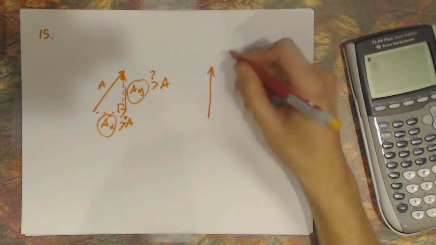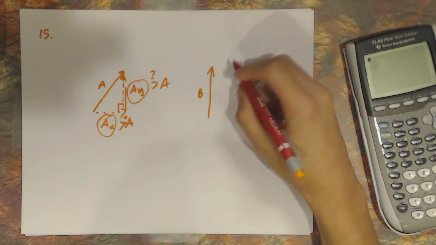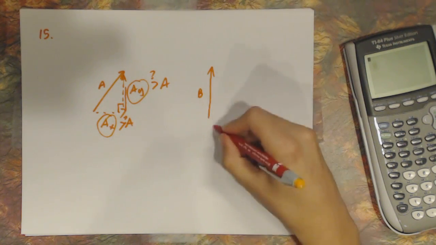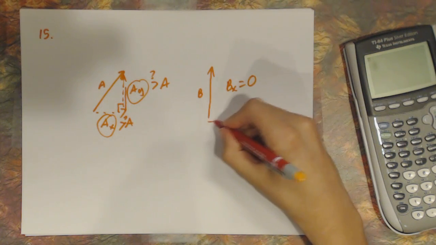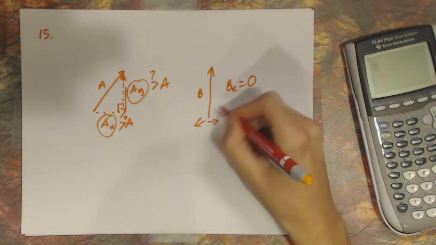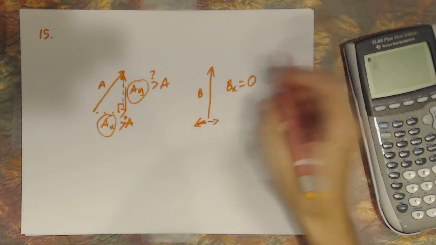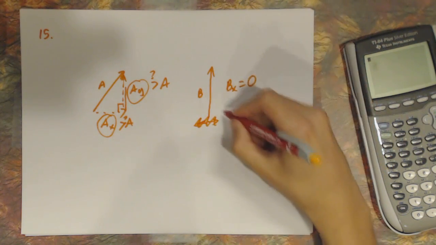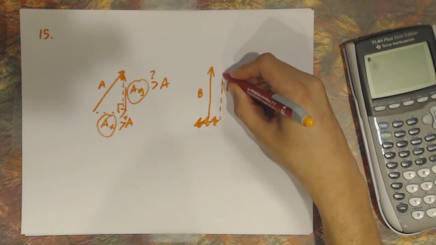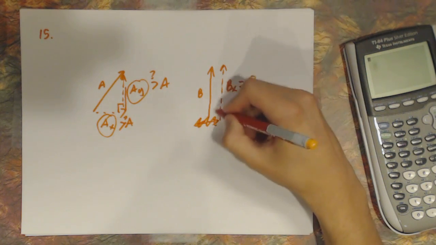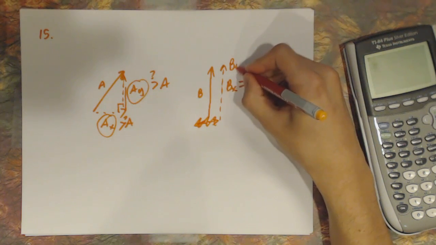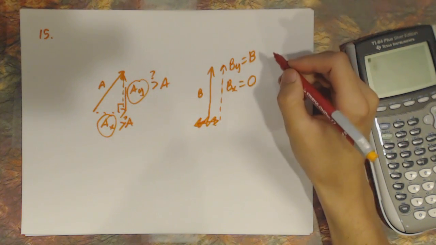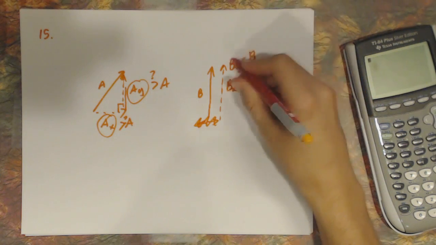So if you have a vector like this, then B sub x equals 0 because it's not going in the x direction. Sorry, that's supposed to be straight. It's only going in the y direction. And since it's going in the same direction as its y component, B sub y equals B. But that's not really important.